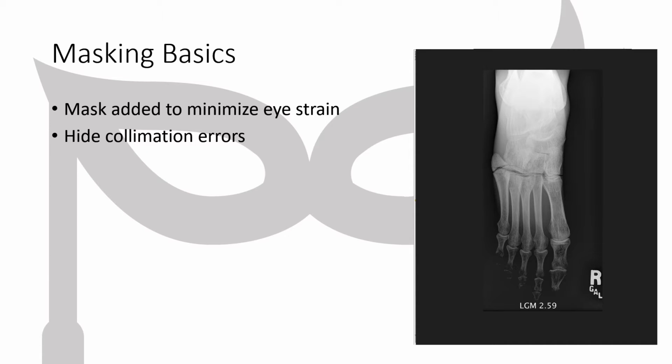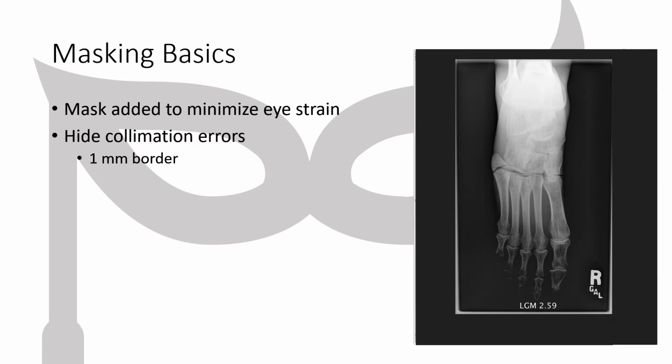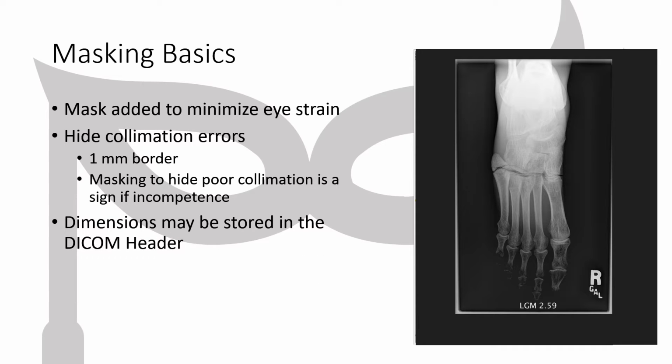The presence of the mask tends to hide collimating errors. Many chief technologists will opt to instruct the computer to leave a 1 or 2 pixel white border around the image to make collimation more evident. Some radiographers may manually remask an image to hide or obscure collimation errors. While remasking may hide collimation errors on the image, some digital radiography systems will record the image dimensions in the DICOM header of the image.